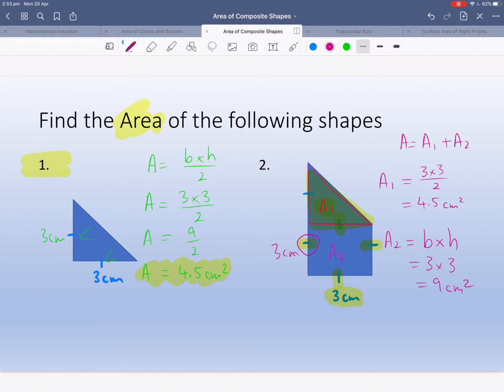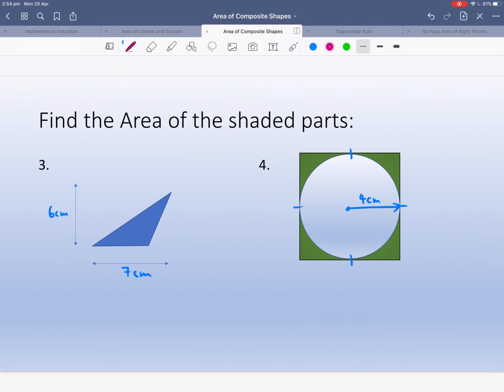So that means our final answer, area equals area 1 plus area 2. We got this initially, so that's going to be 4.5 plus 9. So therefore the area will equal 13.5 centimeters squared. So here we have a composite shape, a shape that is made up of 2 individual shapes. Okay, let's have a look at this.